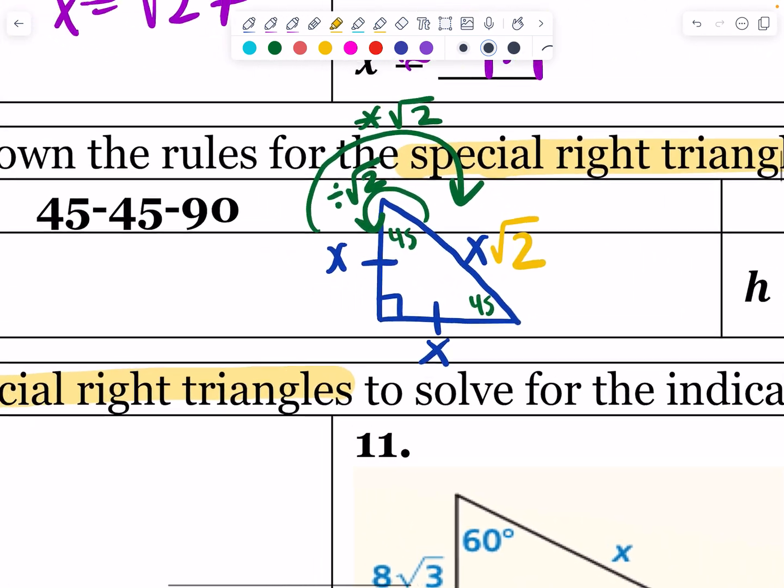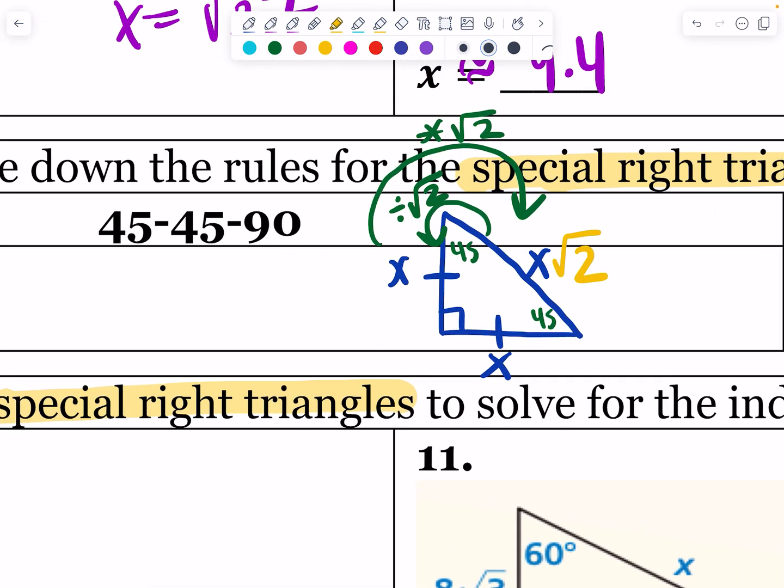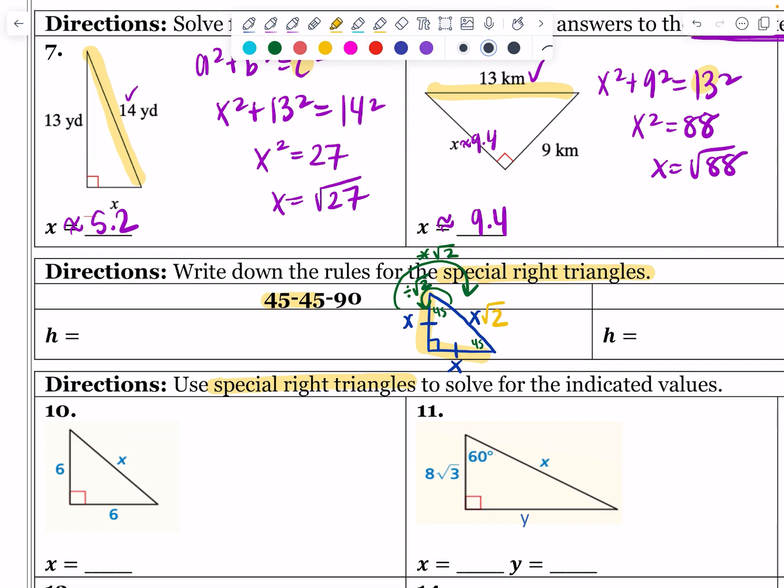So for the 45, 45, 90 triangle, remember that the legs are going to be congruent in a 45, 45, 90 triangle. The hypotenuse is always going to be equal to whatever your leg is. So for me in this picture, that's going to be x, and then it's going to be times the square root of 2. So x times root 2.